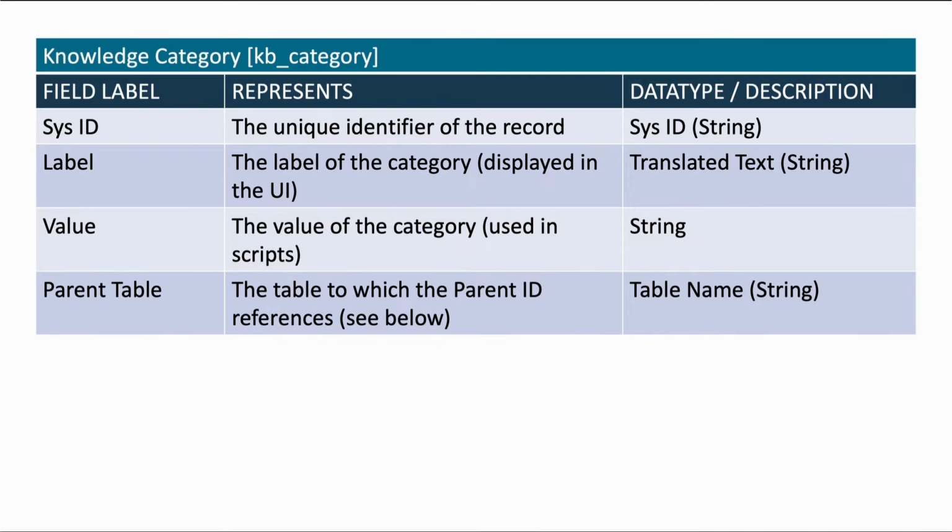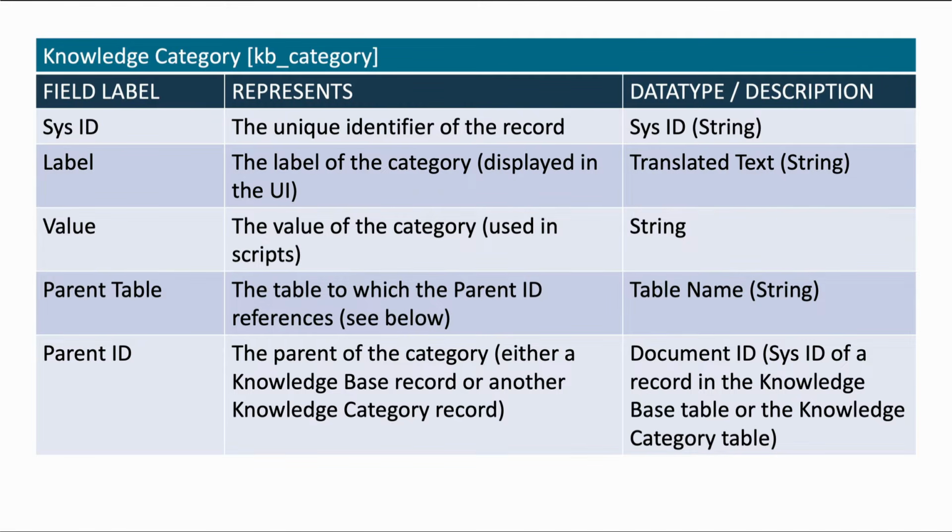The parent table field is interesting. Remember I mentioned that a knowledge base can have one or more categories, and that categories can also roll up to other categories to sort of create subcategories. The parent table field stores the name of the table in which the category's parent resides. So that could either be a knowledge base or another knowledge category. And it's this field that tells the platform which type of relationship we have. And then the parent ID field is the actual connector.